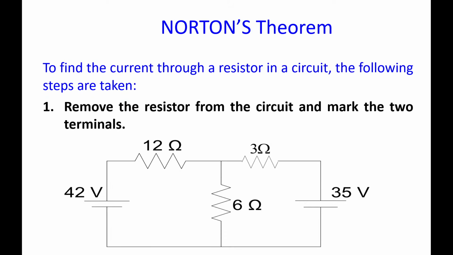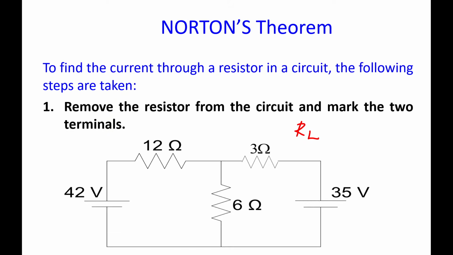Okay. So to solve any question using Norton, the first thing you're supposed to do is to remove the resistor from the circuit and then mark the two terminals. Now, what resistor am I talking about? I'm referring to the load resistor. They are always going to tell you find the current passing through this particular resistor. So that resistor becomes your load resistor. So the first step is asking us to remove the resistor from the circuit.